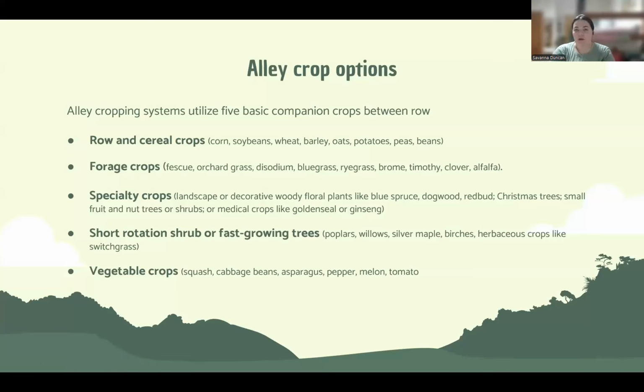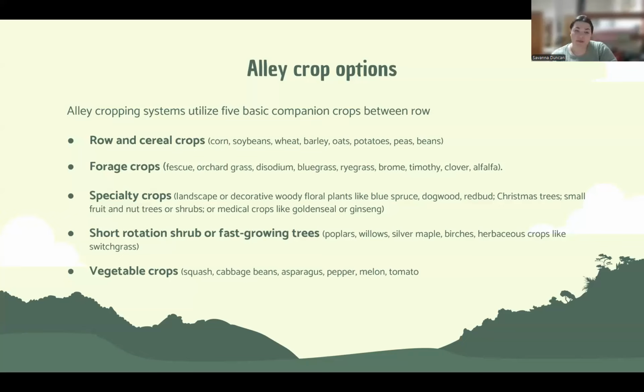Now I wanted to talk about alley crop options. So alley cropping systems utilize 5 basic groups of companion crops between rows. This is not the end all be all. These are just examples and lists of examples of crops that have been utilized or are currently being utilized with success. So first we have row and cereal crops. This is things like corn, soybeans, wheat, barley, oats, potatoes, peas, and beans. Additionally, we have forage crops, so things like fescue, orchard grass, bluegrass, ryegrass, brome, timothy, clover, and alfalfa.